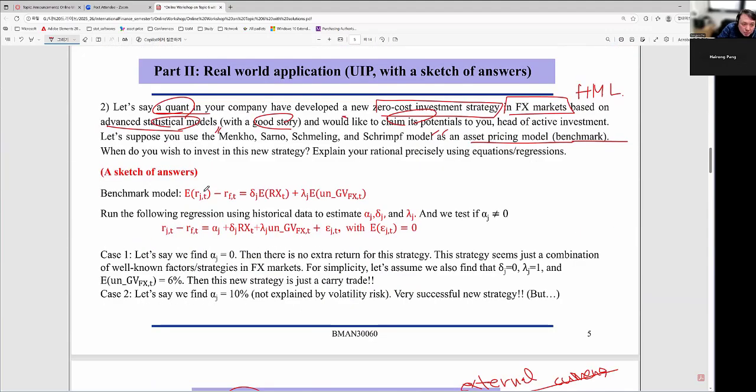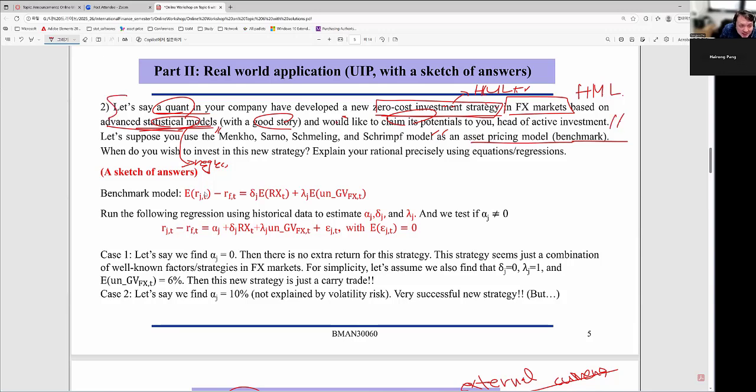I just want to interpret this question for you. What is the meaning of using an advanced statistical model to develop a new zero cost investment strategy? If we use carry trade as an example, this is the HMLFX. This is the regression model we used. So using the regression model, we develop a carry trade portfolio strategy. We do the high minus low, and we find a huge return, right? So this has the same structure.